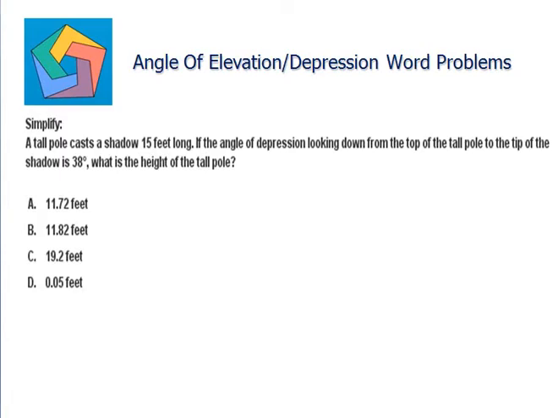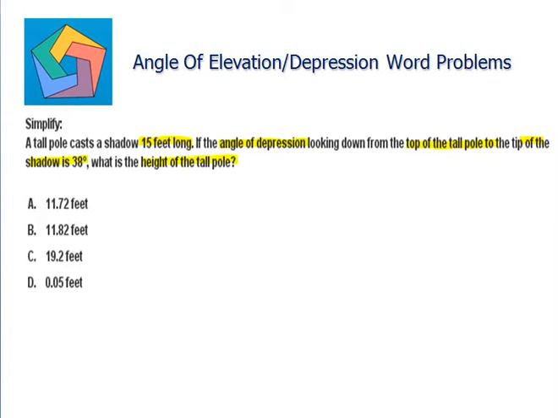Simplify. A tall pole casts a shadow 15 feet long. If the angle of depression looking down from the top of the tall pole to the tip of the shadow is 38 degrees, what is the height of the tall pole?